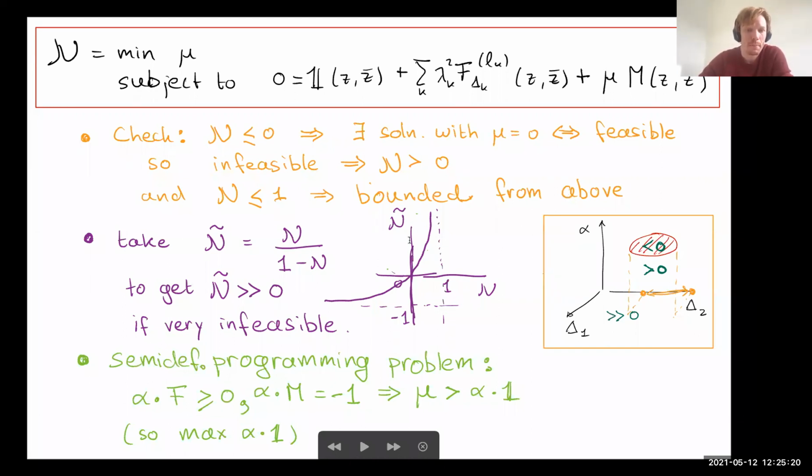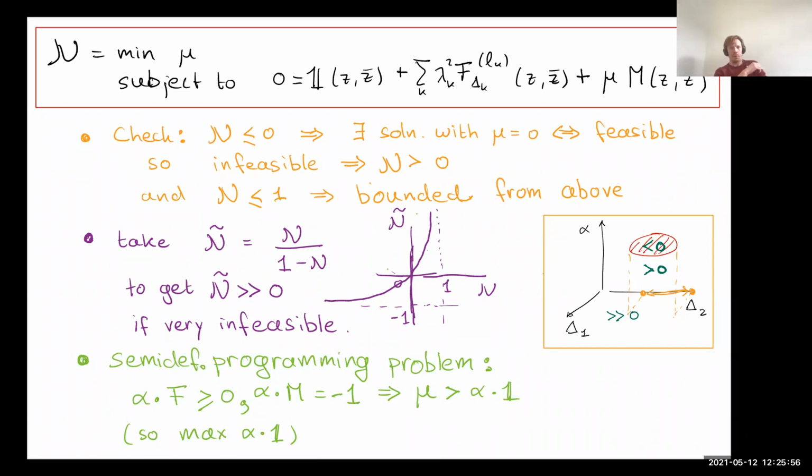But if we know that it's bounded by 1, we might as well do some kind of transformation. We set n tilde to be n over 1 minus n. And you see that if n approaches 1, then n tilde blows up. So you can simply do these very simple transformations. And you see that n tilde is actually much, much bigger than 1, as long as n goes to 1. So the fact that it's bounded from above isn't fundamental for us. We can make it as large as we want if we do this kind of simple transformation.